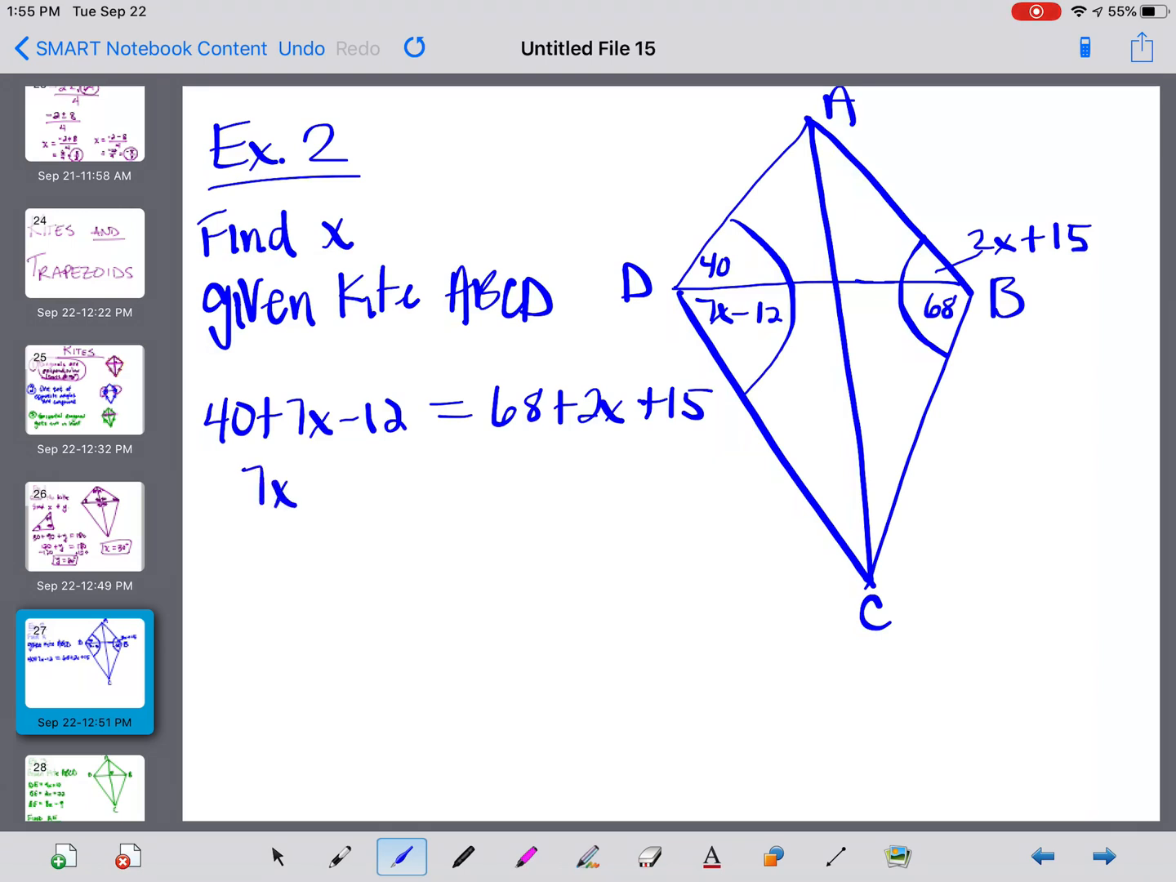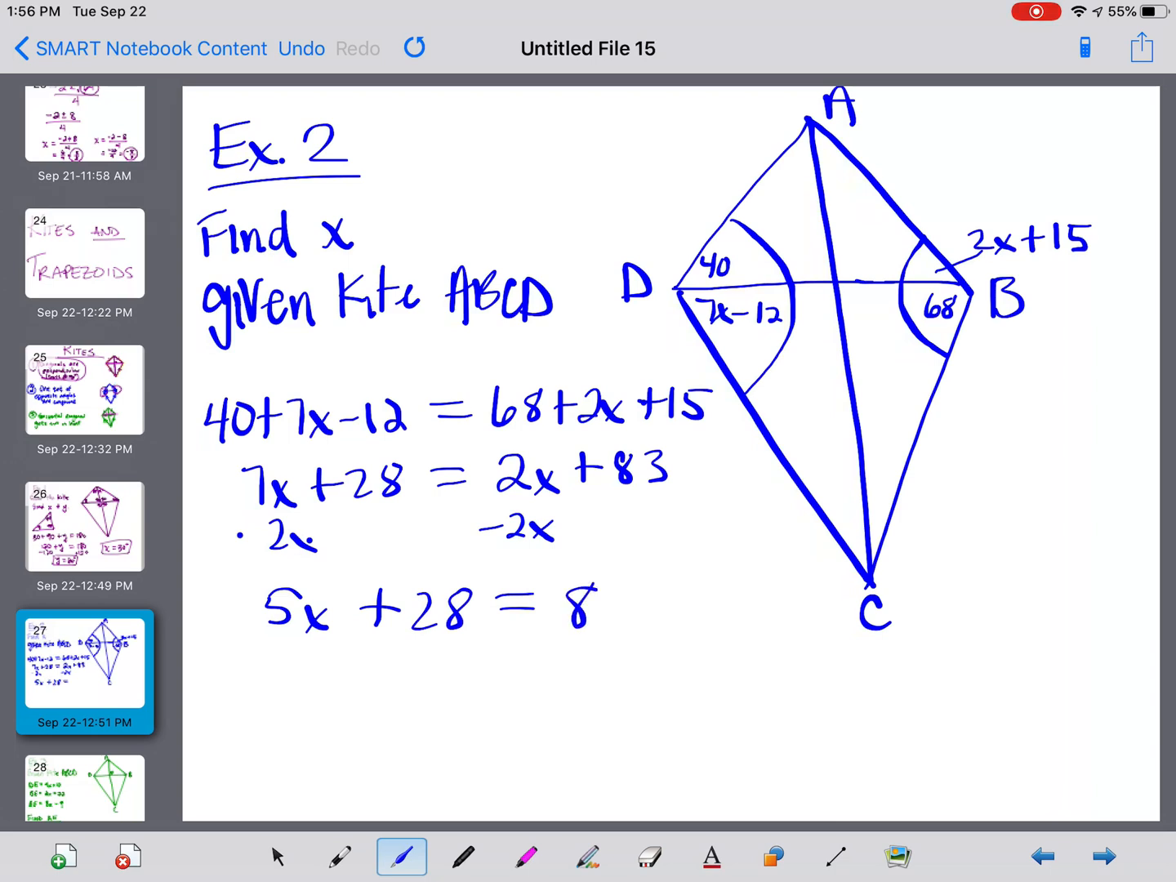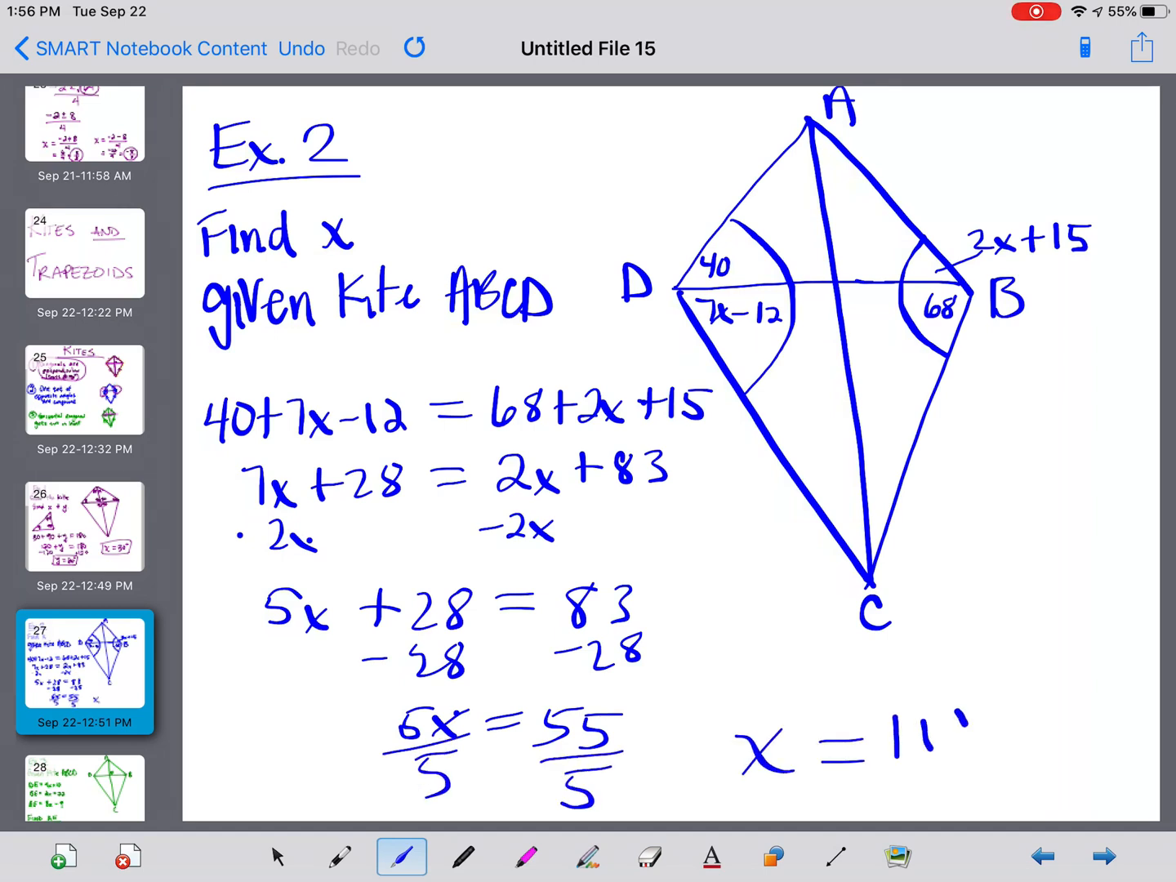So we've got 7x plus 28 is going to equal 2x plus 68 plus 15, which is 83. I'll subtract 2x on both sides. I'm left with 5x plus 28 equals 83. Subtract 28 on both sides. You get 5x equals 55. Divide by 5, and x equals 11.